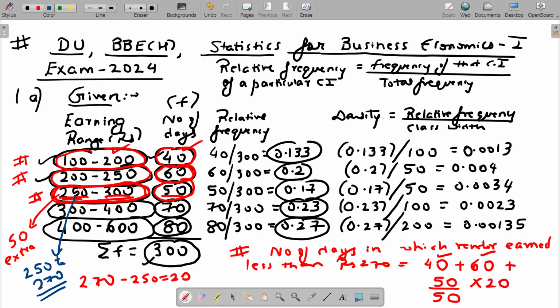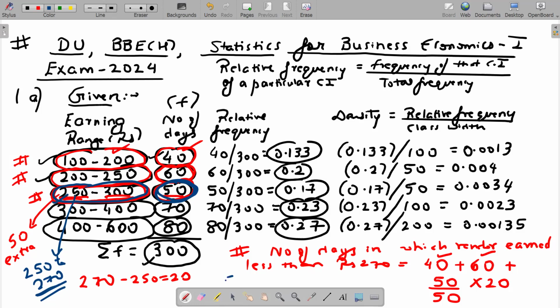Okay. So that means that it's going to be 50 over 50, because you have 50 days and you have to earn 50. You are earning 50 rupees in those 50 days, if you are in the 250 to 300 bracket. That means I am spreading 50 days over this particular class size, and then I am multiplying by 20, because from 250 I have to go to 270.